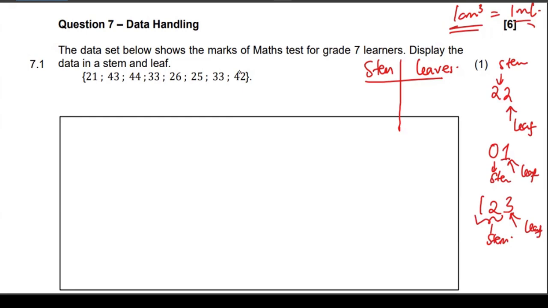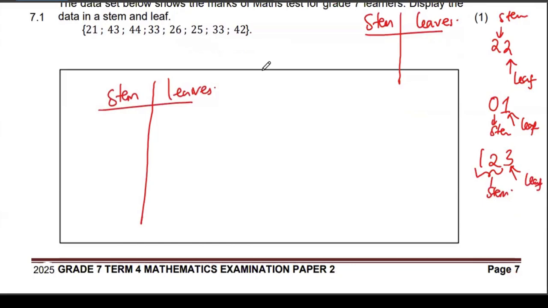But now, since we're dealing with just 2-digit numbers, it's going to be straightforward. The use of the stem and leaf diagram is basically to rearrange data in order, from the smallest to the biggest. The smallest number here is 21. So 1 is a leaf, 2 is a stem.